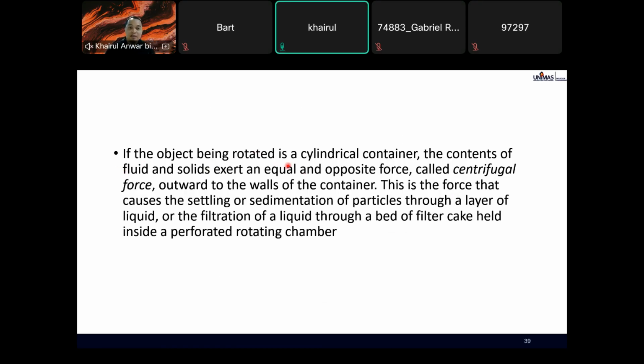If the object being rotated is a cylindrical container, the content of liquid and solid exerts a centrifugal force outward to the wall of the container. This is the first step in the process for settling or sedimentation of particles through a layer of liquid, or the filtration of a liquid through a bed of particles inside a perforated rotating chamber.